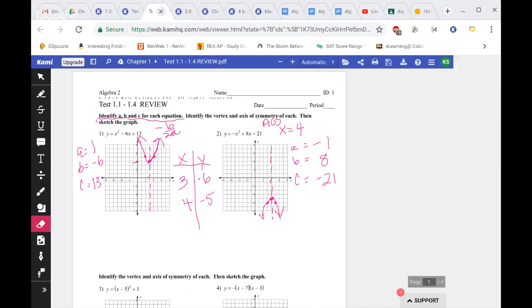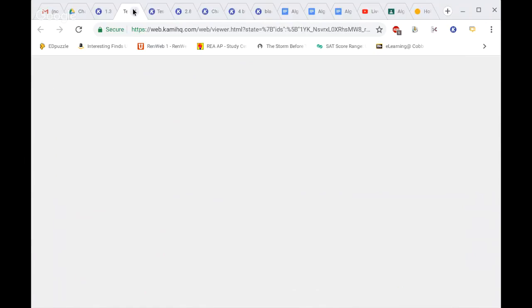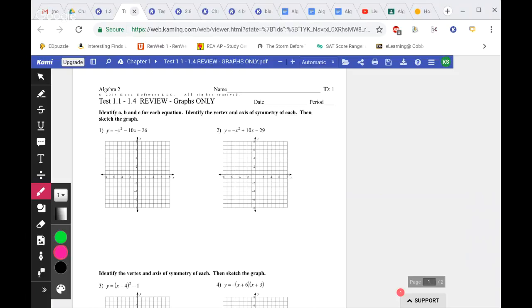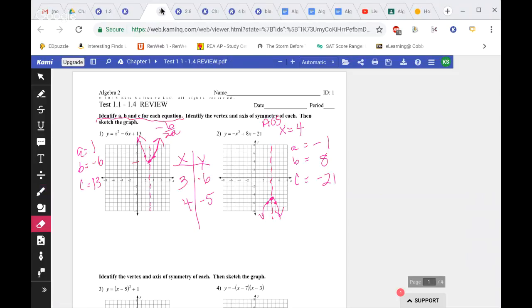Oh wait, I got 2 of them. One should say test 1.1 through 1.4 review, and the other should say test 1.1 through 1.4 review graphs only. Yeah, I have both of those. Okay. It was just to give you extra practice on the graphing because some of you seem to struggle with that. So I was going to go through both of those.